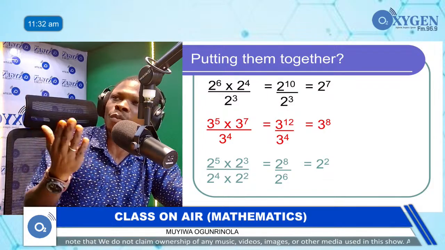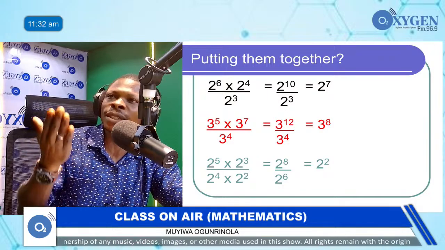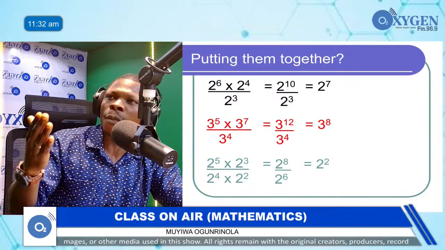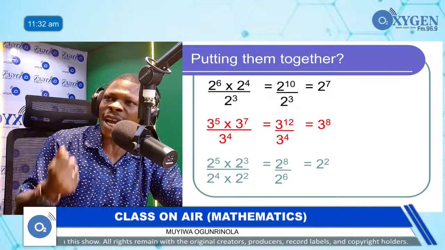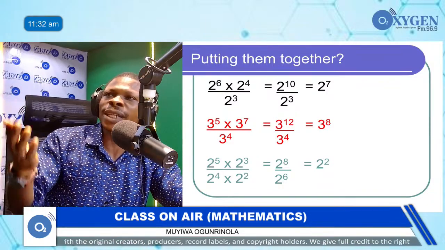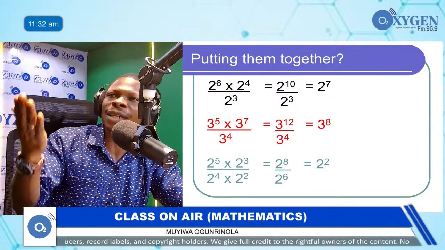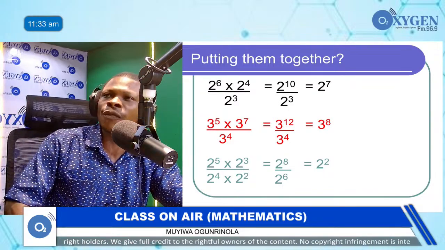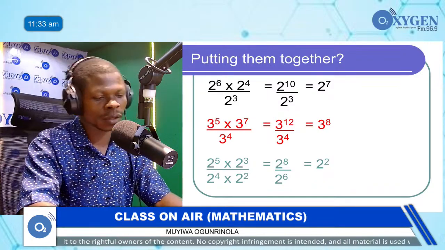If we solve the numerator first, it will be 2 raised to power 5 plus 3, divided by 2 raised to power 4 plus 2, which is going to give us 2 raised to power 8 divided by 2 raised to power 6. Then you subtract because they have a common base. This will now be 2 raised to power 8 minus 6, which is going to give us 2 raised to power 2.